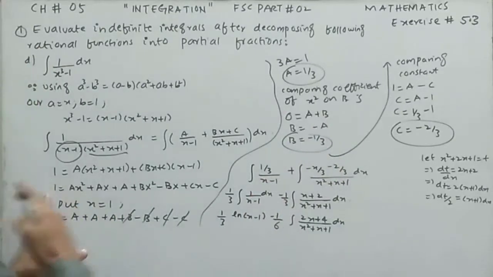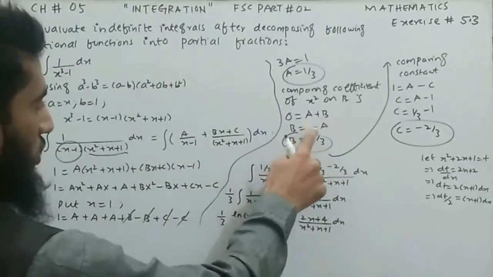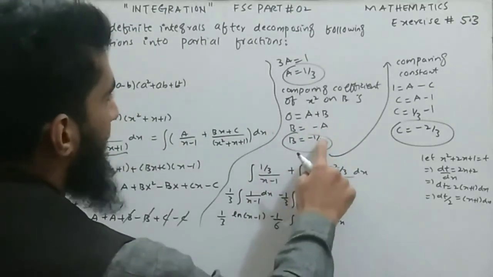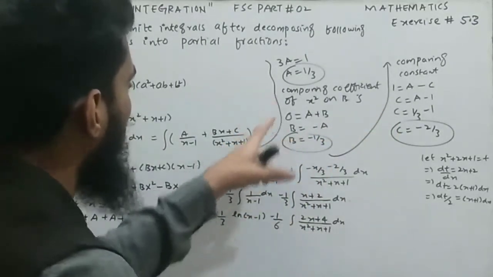And on the left hand side, the coefficient of x square is 0. So it becomes b is equal to negative a. A is 1 by 3, so by putting a is 1 by 3, the value of b will be negative 1 by 3.